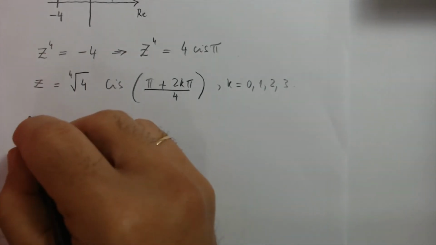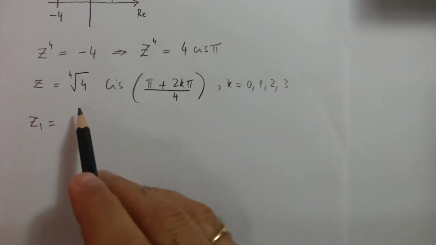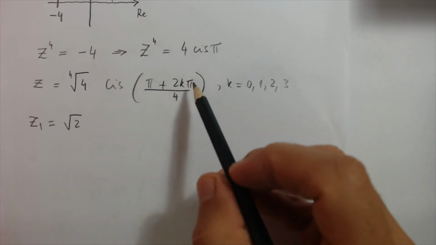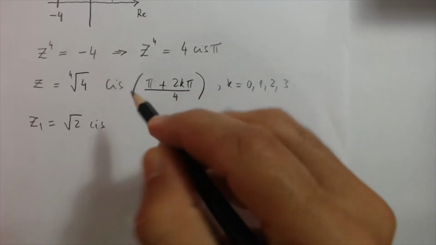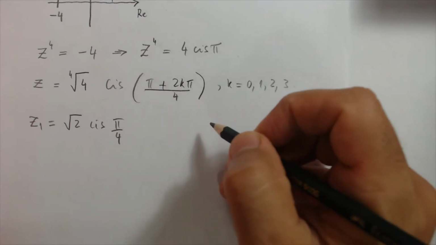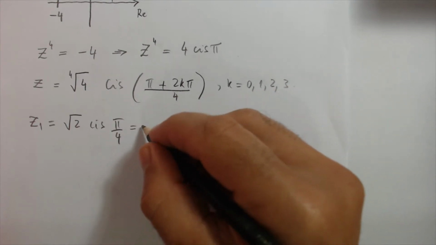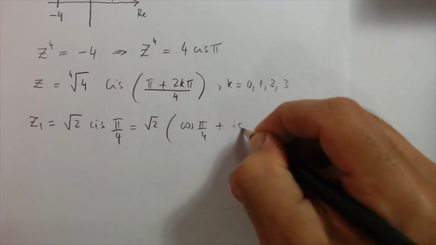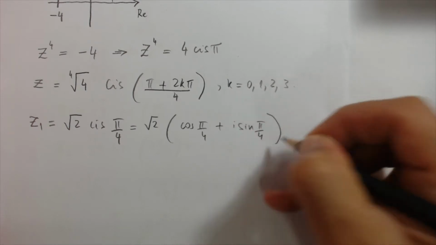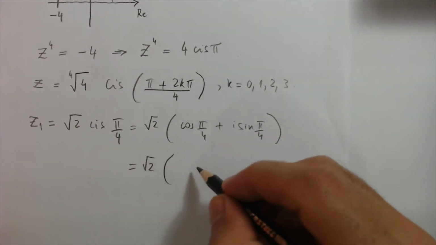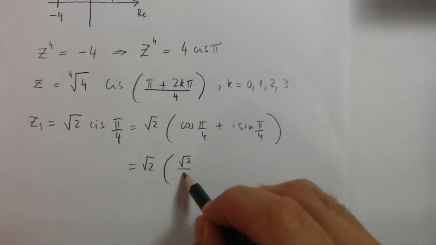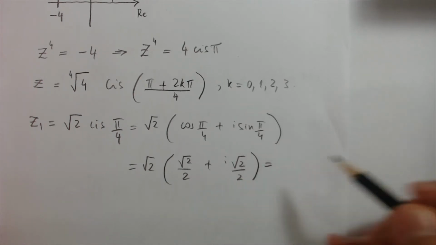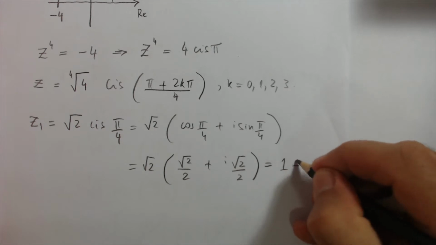So the solutions, Z1, the first, is going to be square root 2. Fourth root of 4 is the same as square root 2. And then when k is 0, this is π over 4. That's the first, which is the same as root 2 (cos π/4 + i sin π/4). Root 2 cos π/4 is root 2 over 2, sin π/4 is root 2 over 2 as well. So when we expand, this becomes 1 + i.